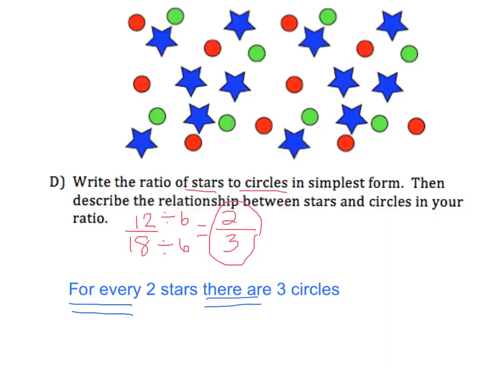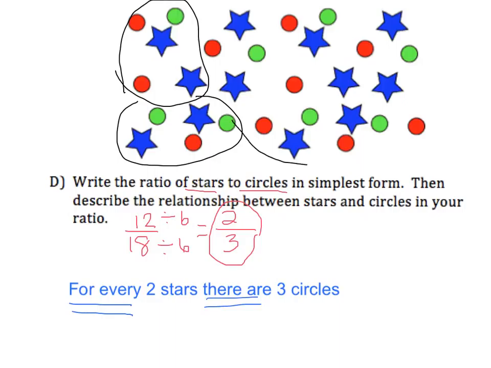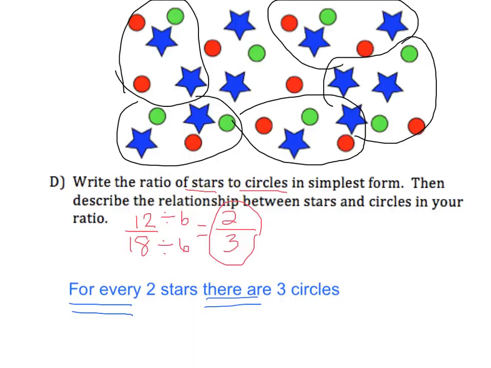And I'll kind of prove it to you guys in the picture up here. So let me start circling 2 stars and 3 circles. So let's see here. Here would be 2 stars and 3 circles. 2 stars, 3 circles. 2 stars, 3 circles. 2 stars, 3 circles. So that's a true statement. For every 2 stars, there are 3 circles in that picture.